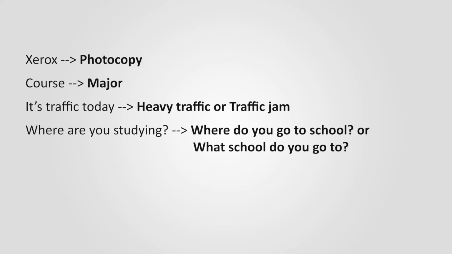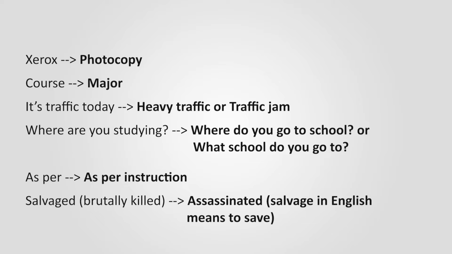Next, where are you studying? It is better to say, where do you go to school or what school do you go to? Next example, as per. It is better to say, as per instruction. Last example, salvage or brutally killed. It is better to say, assassinated. Salvage in English means to save.